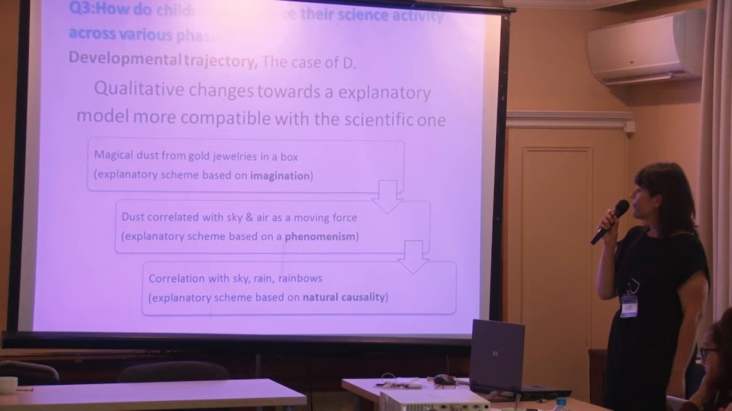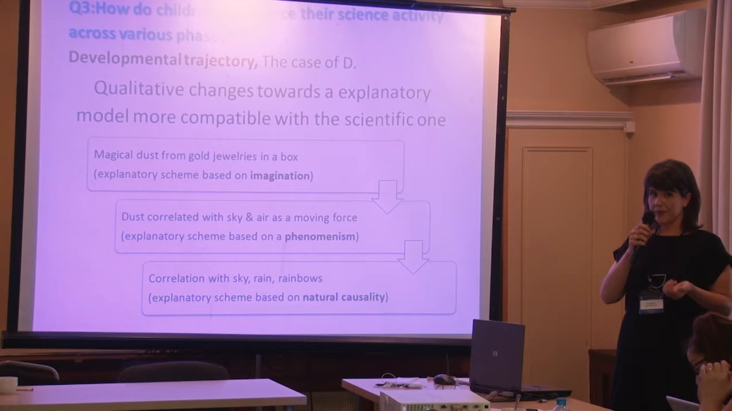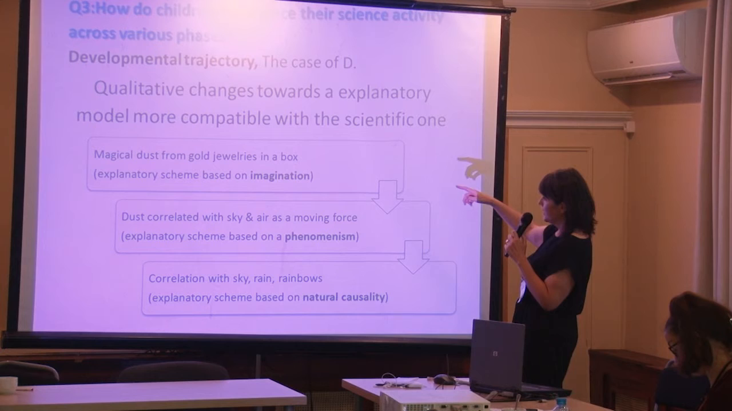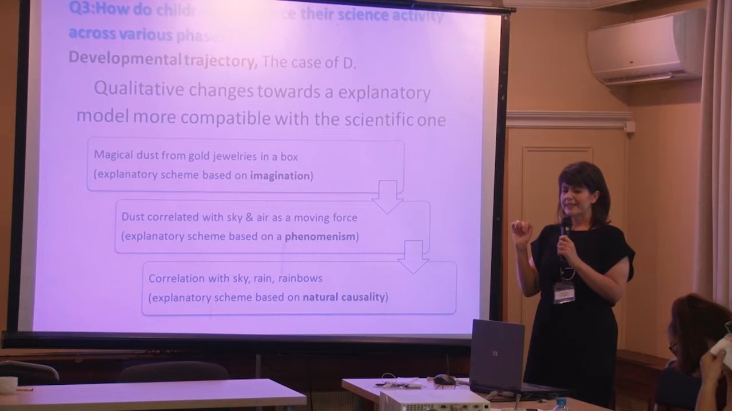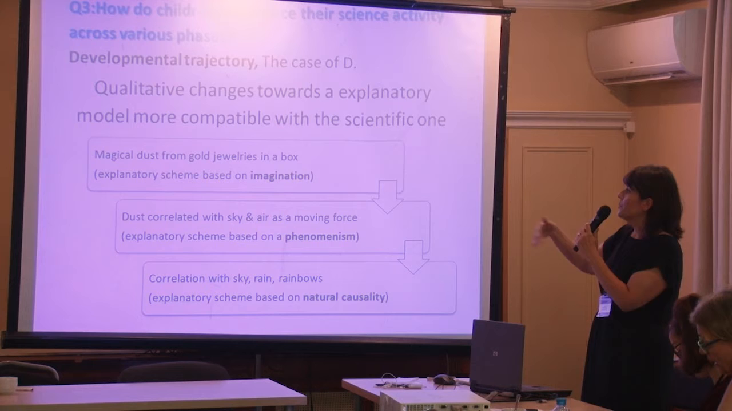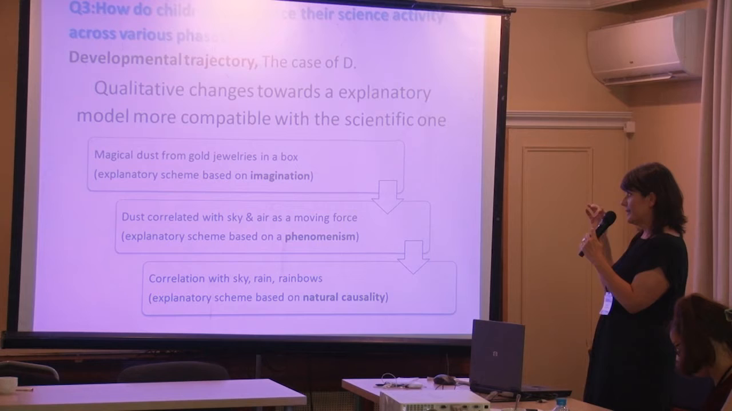So, we are still in the case of little D, and according to the third research question, which is how do children actually experience their science activity across various phases, we see that these are the three phases from the experimental situation, and we see that actually little D had managed to make a small step towards development, because we can see here that there are some dynamic events and some transitions.